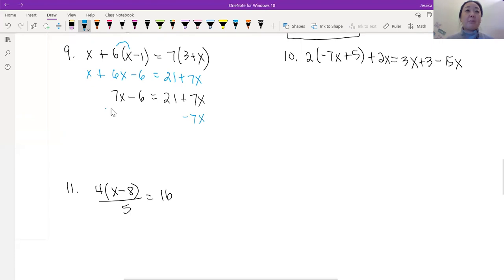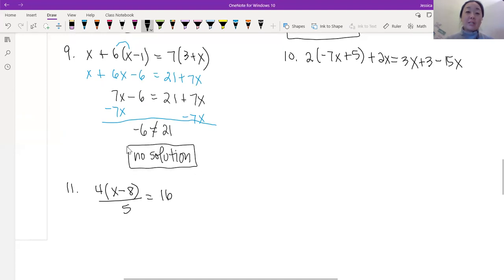We're going to subtract 7x on both sides. Don't just say 7, 7x makes a difference. Like, wait, what? 7x minus 7x? If you have 7 x's and you take away 7 x's, how many x's do you have left? This many, 0. So all you have left is -6 is equal to 21. Yeah, that's not true. So what do we know? It's no solution. No solution, just like that.